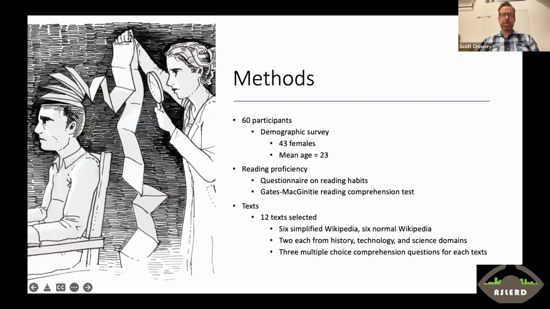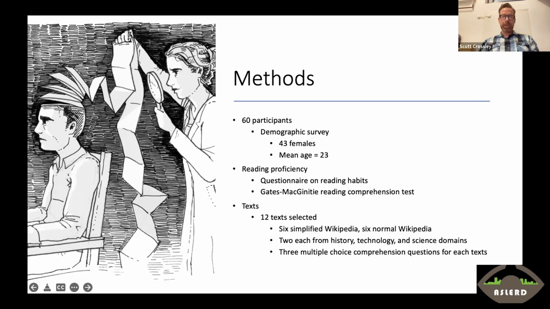We had 60 participants. They all took a demographic survey. 43 of them were females. 23 was the mean average age. These are your traditional college students, first year, second year students. They also took reading proficiency. So we looked at questionnaires on their reading habits, and we used a very standardized reading comprehension test that's used often in the United States called the Gates-McGinty.